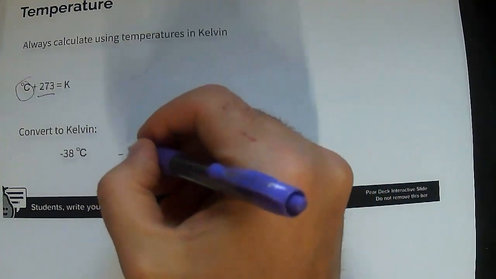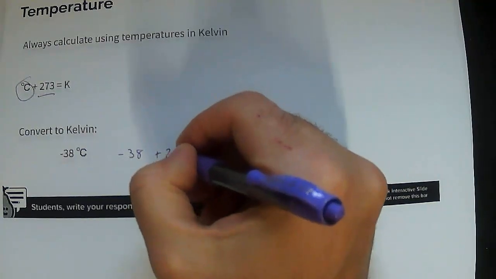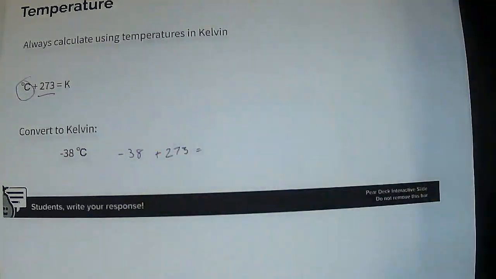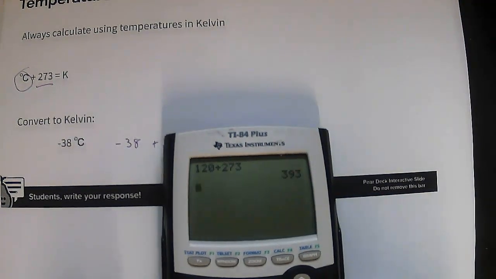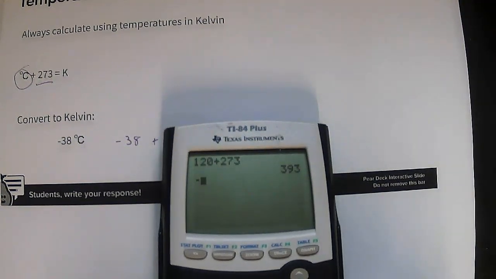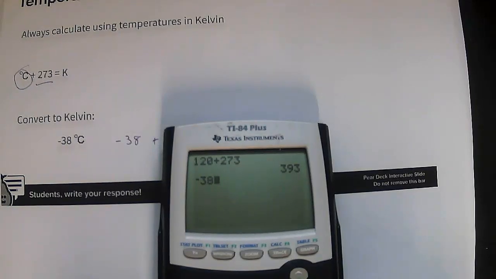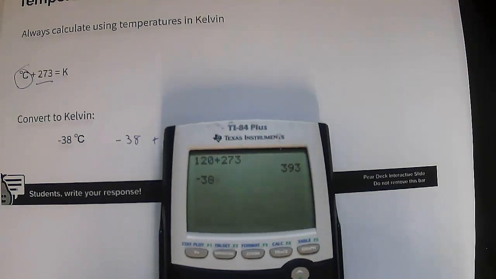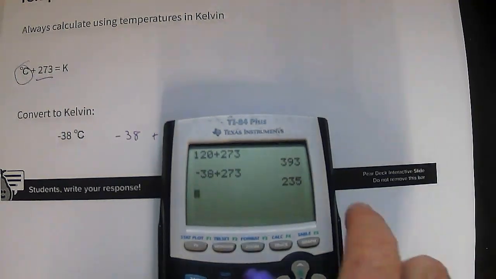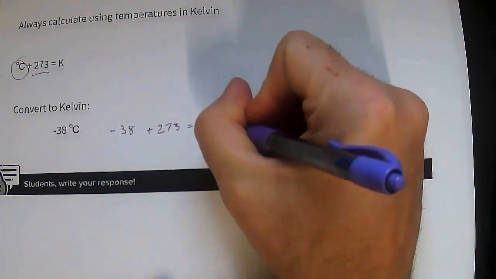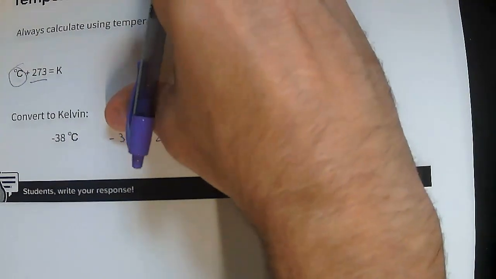So we have negative 38 plus 273. Because this is a negative, it's a little bit different. It's not different in terms of what we put in our calculator, but just know that your answer is going to be less than 273, so it's 235. 235.